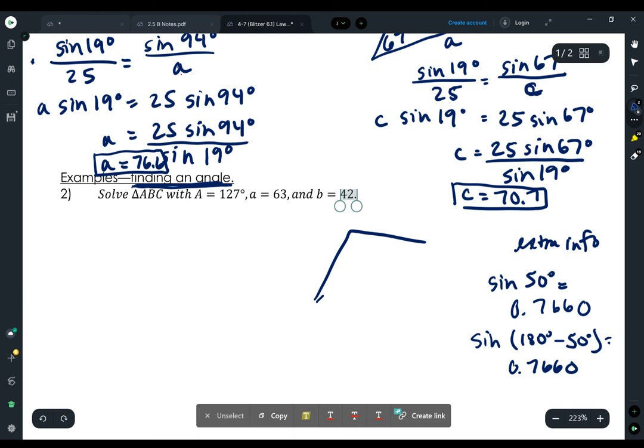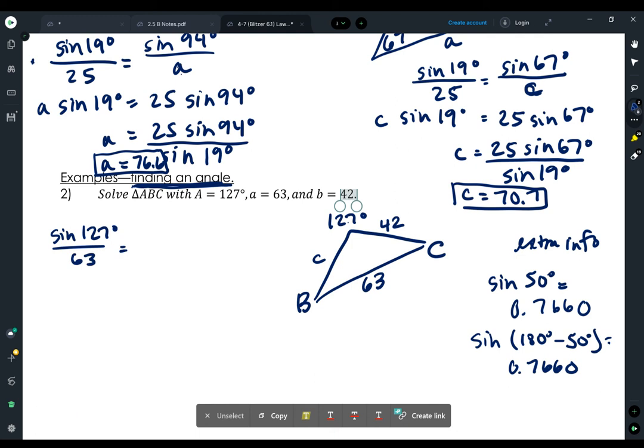So I'm going to go ahead and label this triangle 127 degrees, and then I have side A as 63. I'll put B over here, 42, and then C is over here with side C. Okay, and then we do have the 127 and the 63, so we can get started right away. So sine of 127 degrees over 63 equals, and I think I'm going to go for B first, right? Because we have side B. We can't go for C. We don't have either the angle or the side. So I'm going to write sine B over 42.